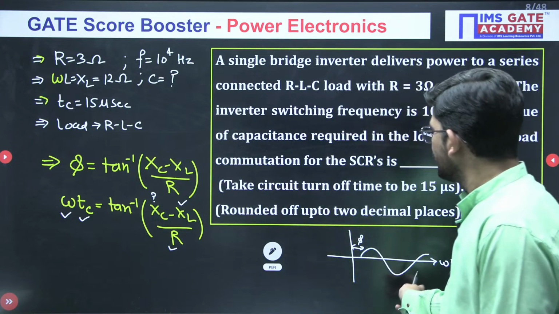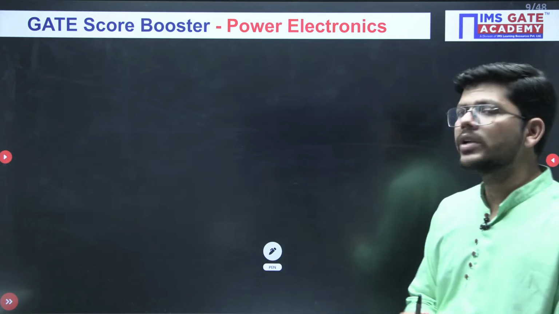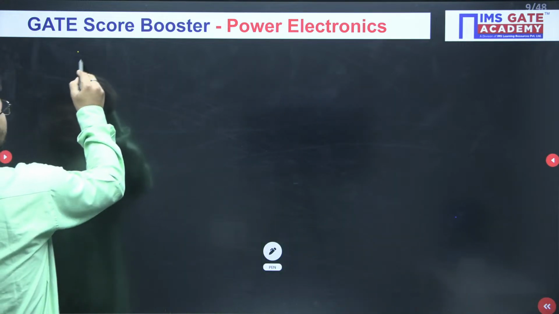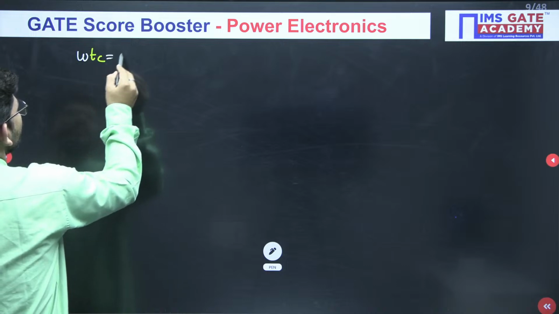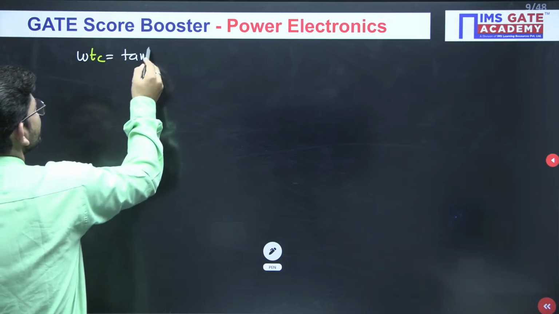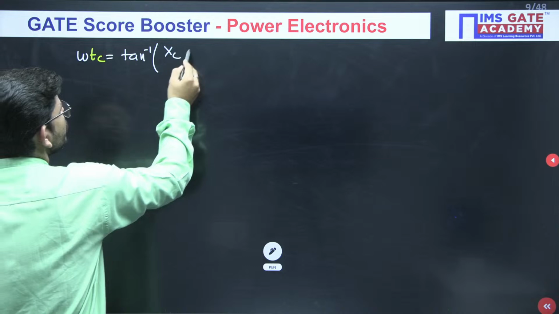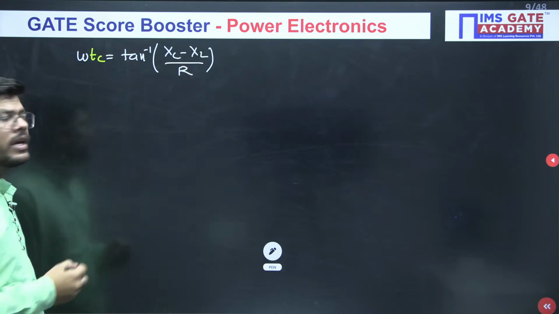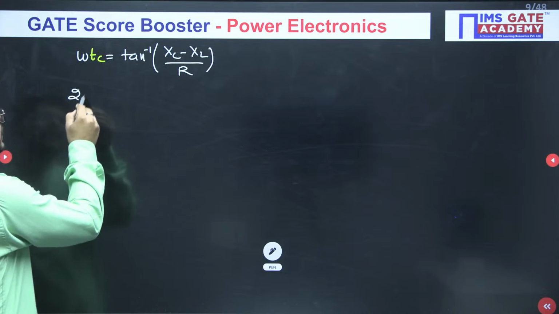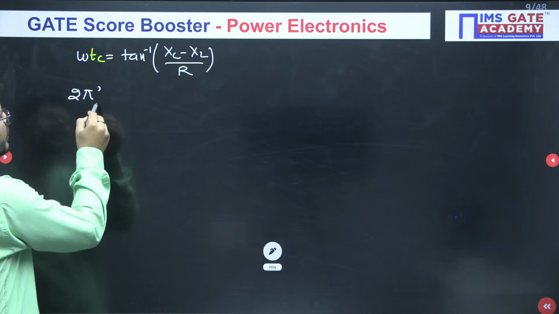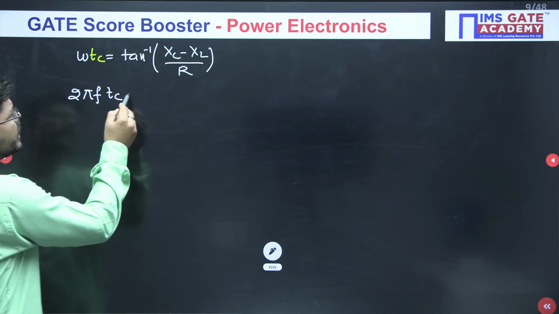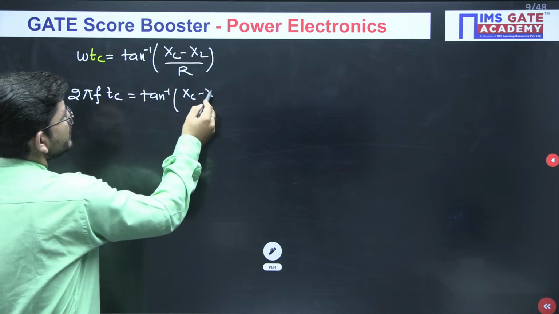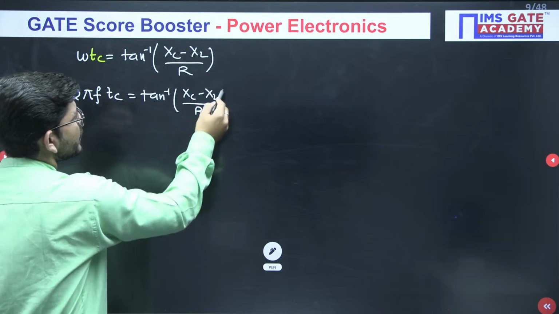There are some calculation mistakes you can commit here, so be very careful while solving this. The expression we have is omega Tc equals tan inverse of (XC minus XL) by R. Omega is 2 pi f, so 2 pi f into Tc equals tan inverse of (XC minus XL) upon R.